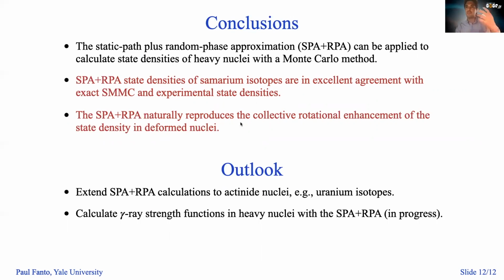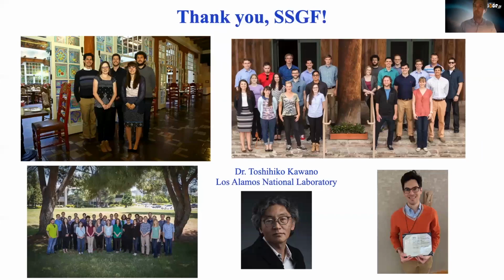In future work, we hope to extend the SPA+RPA calculations to actinide nuclei, such as uranium, and also to calculate gamma ray strength functions of heavy nuclei with the SPA+RPA. This is work in progress, and these strength functions are other important statistical properties of nuclei.